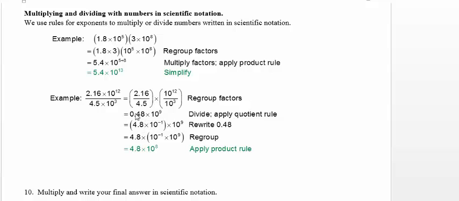Now I need to write 0.48 in scientific notation. That's 4.8 times 10 to the negative 1. So I'm going to regroup this so that the 10 to the negative 1 times 10 to the 9th are combined. So I get 4.8. So 10 to the negative 1 times 10 to the 9th is 10 to the negative 1 plus 9, or 10 to the 8th. So here's my final answer.